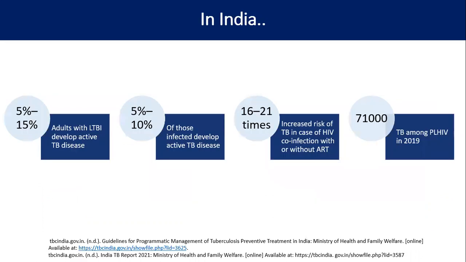In India, around 5 to 15% of adults with latent tuberculosis infection develop active TB, and 5 to 10% of infected people develop active TB, while it is 16 to 21 times more common in HIV-infected persons. And in 2019, India had a total of 71,000 HIV-TB cases.